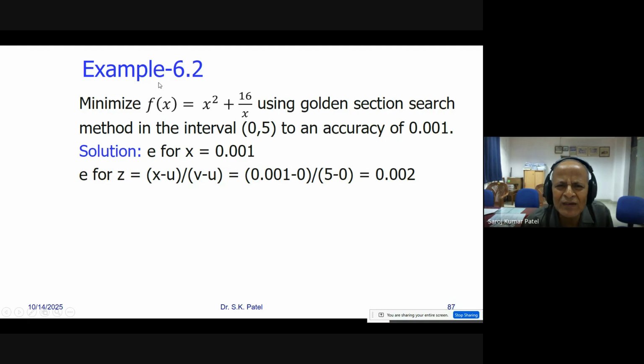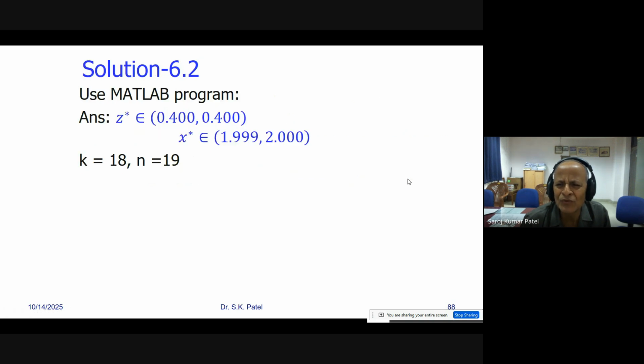If you want to get the result within an accuracy of 0.001, calculating manually will be difficult. You have to use a computer program. So 0.001 is for x, there is epsilon x. For z, it will be expressed as z is equal to x minus u by v minus u. So if you put epsilon x equal to 0.001, epsilon z will be 0.002. So you keep on reducing it till the width of z is less than or equal to 0.002.